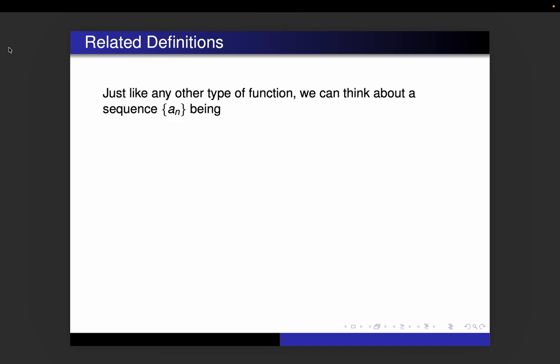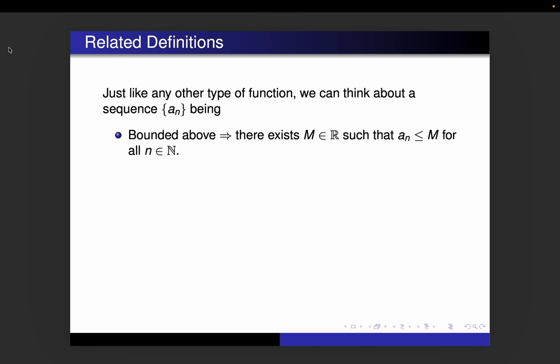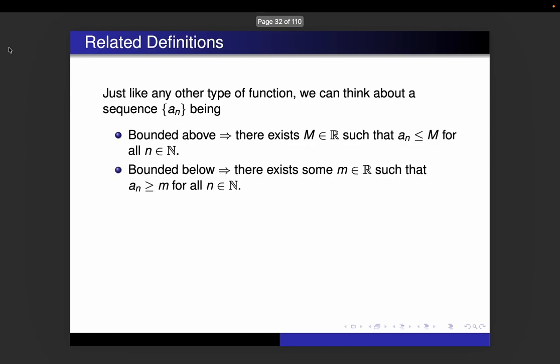So just like any other function whose inputs are real numbers, well, not all the real numbers, just the natural numbers, but natural numbers are real numbers, and whose outputs are real numbers, we can talk about our sequences being bounded above. That means there is some real number that is bigger than or equal to all the terms in the sequence. We can talk about bounded below. That means there is a real number that is less than or equal to all the terms in the sequence. We can talk about bounded, which just means it's bounded above and bounded below.